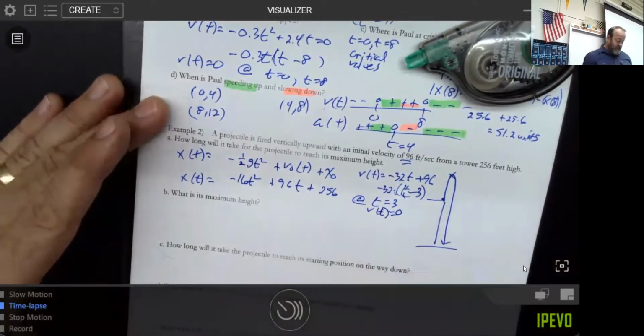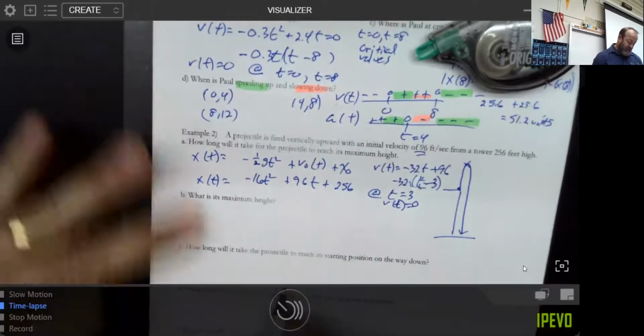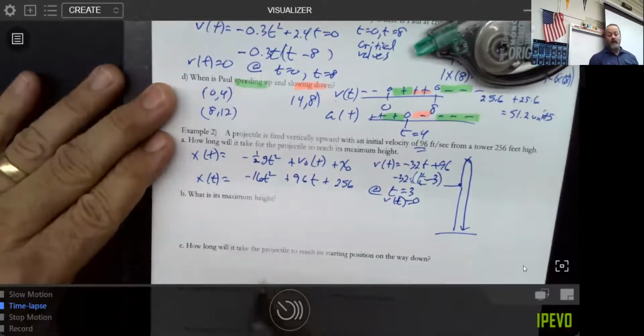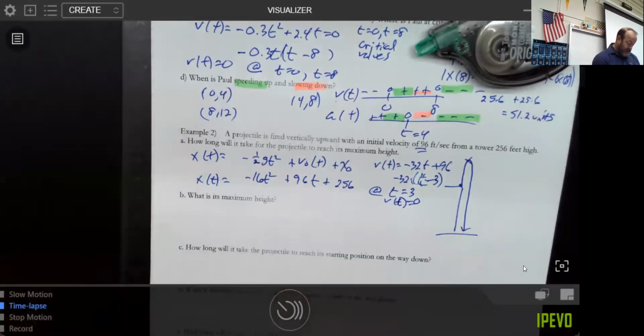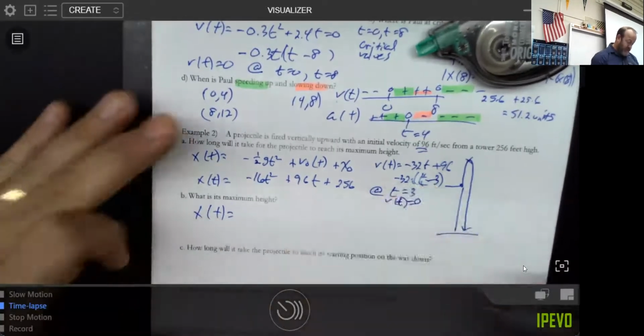So that's going to be the time at which that happens. That's going to take 3 seconds to reach that top value. And then what is that height? Now, keep in mind, when you ask for what that height is, that's actually not referring to velocity, but the actual distance off the ground.